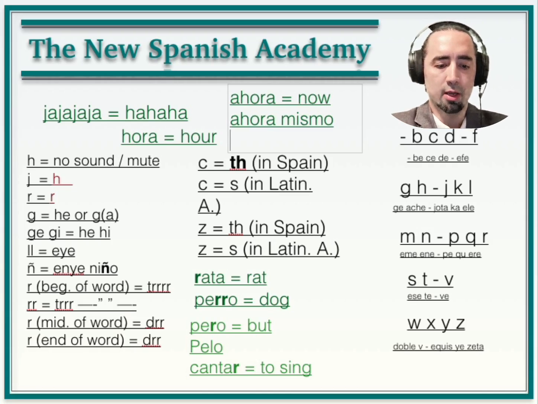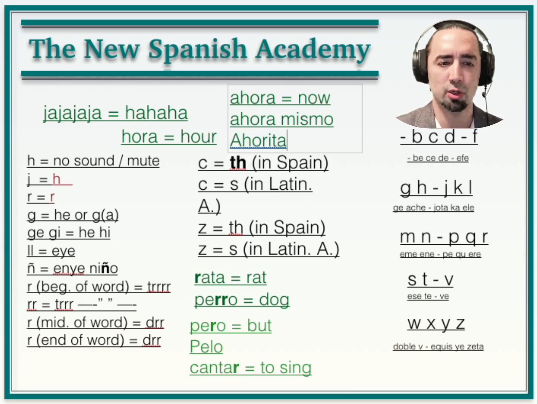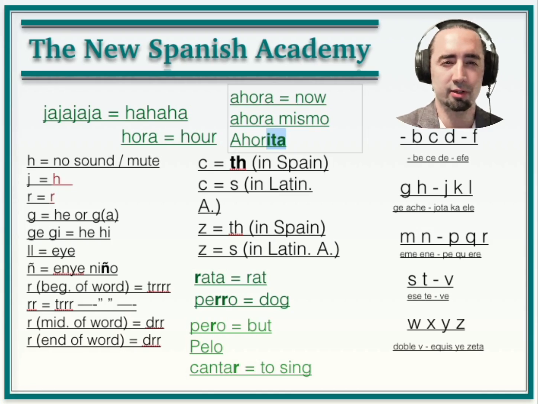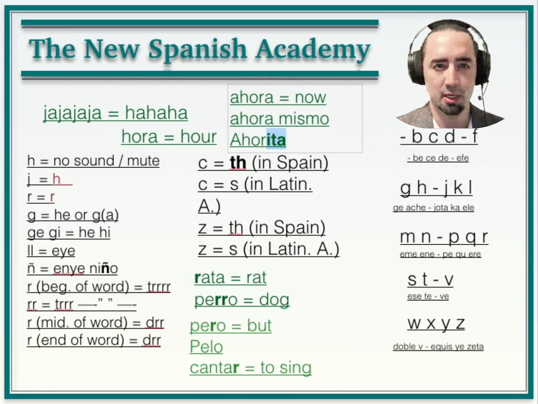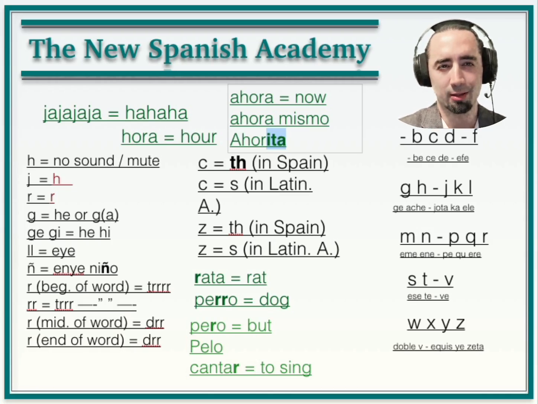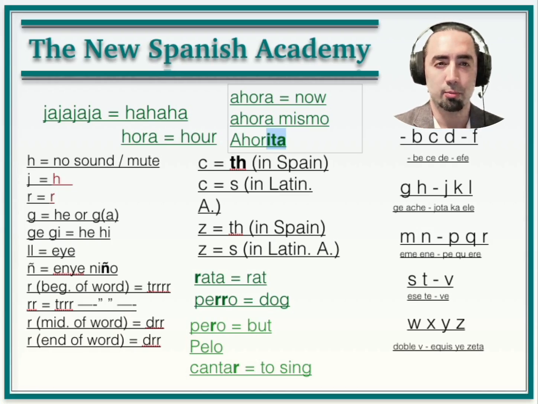And another way of saying that is ahorita. But that is more colloquial, right? And that's especially used in Latin America more. All right, so this ita is kind of a diminutive way of speaking, which makes things cuter or sweeter or smaller. So niña means girl. If you want to make it cute, little girl, you say niñita. And boy is niño. If you want to say, oh, the little boy, look at the cute, you say niñito.